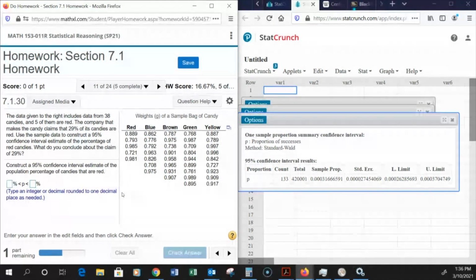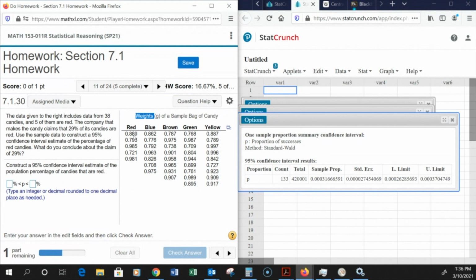This is an interesting problem. I like this problem a lot, just because it's so scary. Look at all these numbers. Wait, what? What they did is they got a bag of candy. I'm thinking M&Ms. Are you thinking M&Ms? I'm thinking M&Ms. And they weighed the candies.